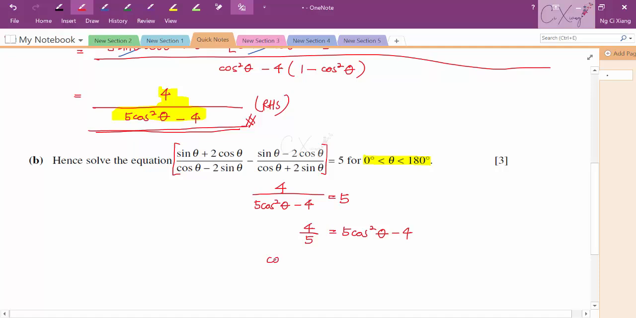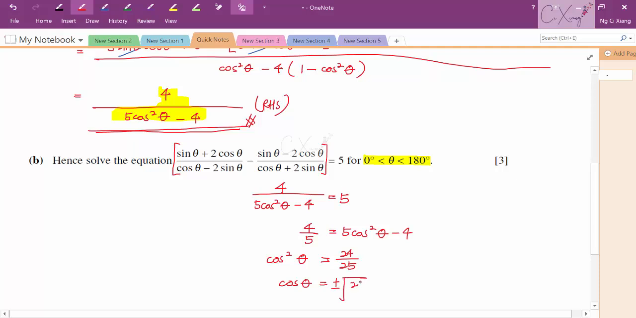Okay, and after that, if I try to simplify everything, that means I move all the numbers to the other side because I want to solve for theta, right? So if I bring everything to the other side, I will have cos square theta equals 24 over 25. Okay, so what is the value of cos theta? So I take the square root.